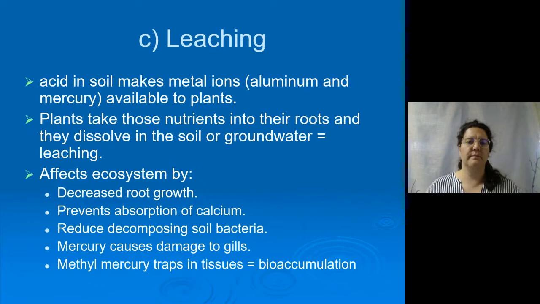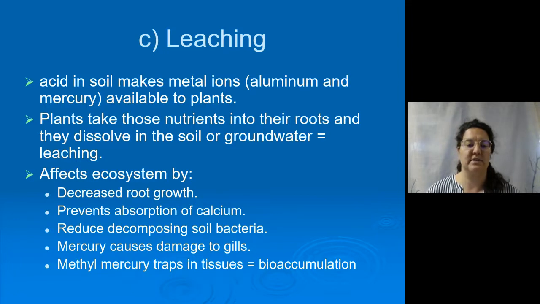So leaching is a process where the acid in the soil makes metal ions, aluminum and mercury, available to plants. And plants take these into their roots and then they dissolve in the soil or groundwater. So this affects the ecosystem because once those plants take the metals into their root, it decreases root growth and it also prevents the absorption of calcium. It's also going to reduce the population of decomposing soil bacteria, which is going to reduce the amount of minerals available in a soil because those decomposing bacteria reduce life forms back down to their mineral and nutrient bases.